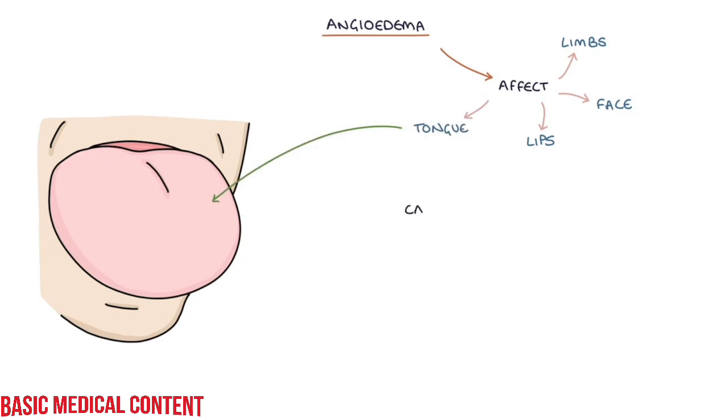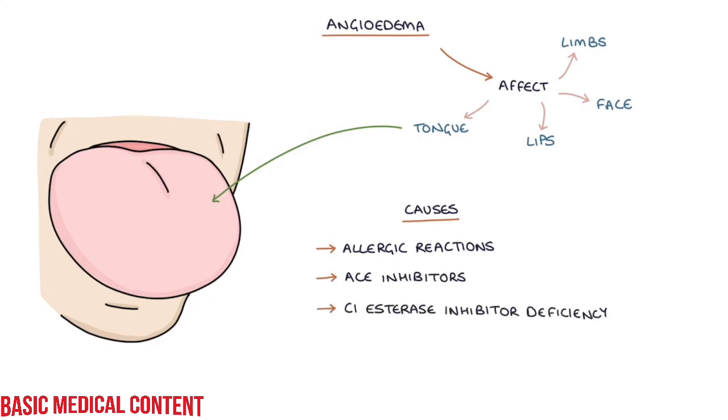The three top causes of angioedema to remember for your exams are allergic reactions, ACE inhibitors, and C1 esterase inhibitor deficiency, which is also called hereditary angioedema.